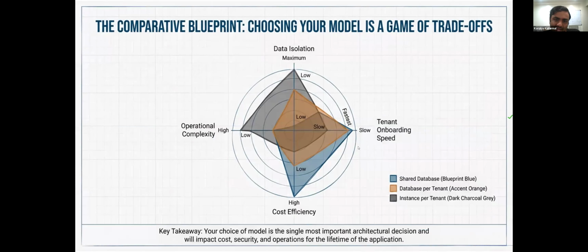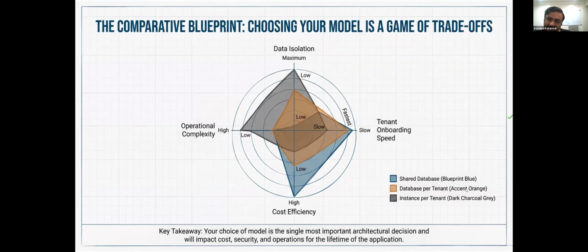I have created a diagram with 3 colors. The blue part is the shared database, the orange part is database per tenant, and the gray part is instance per tenant. In the shared database, all tenants have the same database, so there is very high cost efficiency, with one DB and shared resources. The onboarding is very easy. If a new customer comes, you don't need to change anything. So it is cost effective with fast onboarding.